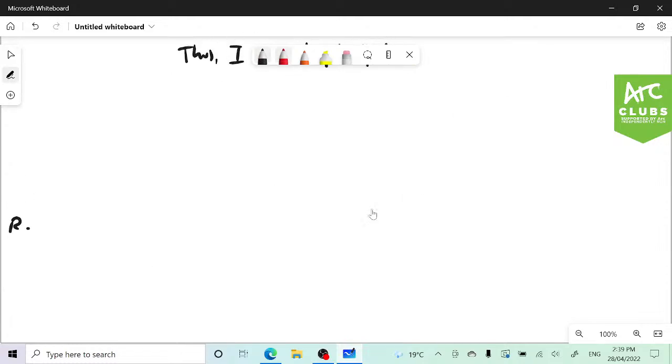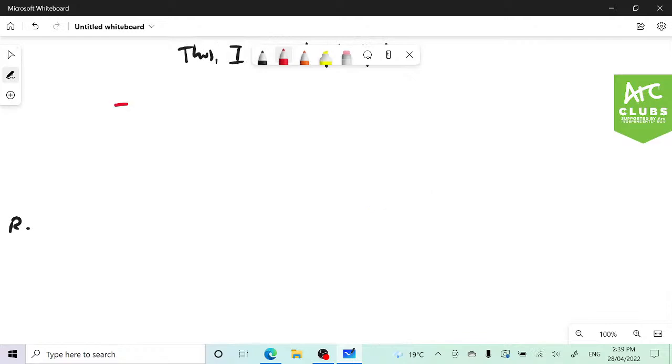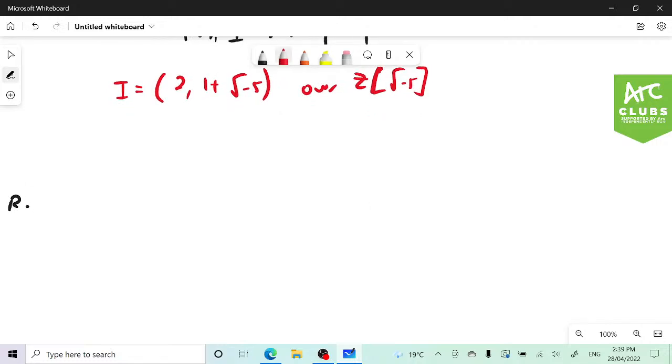Okay. So let's go ahead and do this. We're going to consider the ideal that's generated by 2 and 1 plus the square root of minus 5, and we're going to consider it over this ring here. So the first thing we notice is that we can actually write this in another way. Notice that the minimal polynomial of square root of minus 5 is x squared plus 5.